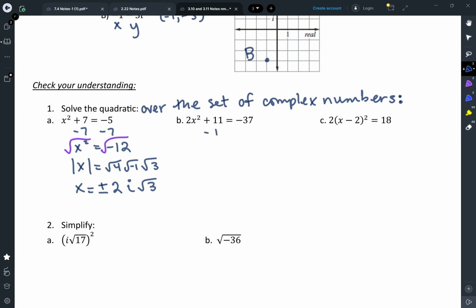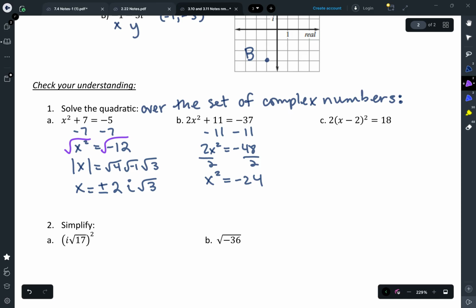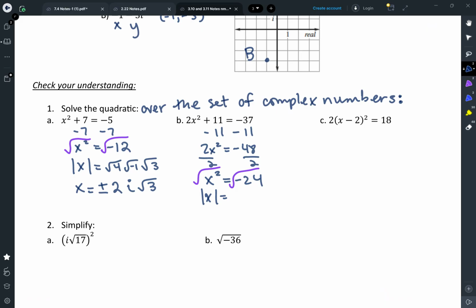Next problem, I want to subtract 11 on both sides. So 2x squared equals negative 48. Then I'm dividing both sides by 2, so that x squared equals negative 24. Now that x squared is isolated, we're going to go ahead and take the square root on both sides. So now I have the absolute value of x equals, and then I'm going to work on simplifying again.